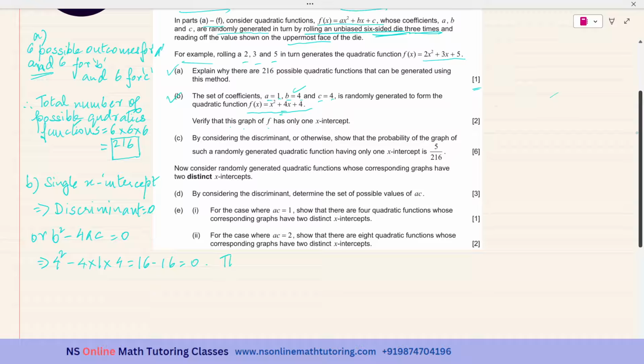Therefore, the graph of f of x will have one x-intercept. Okay.